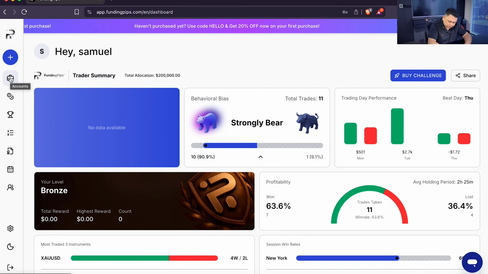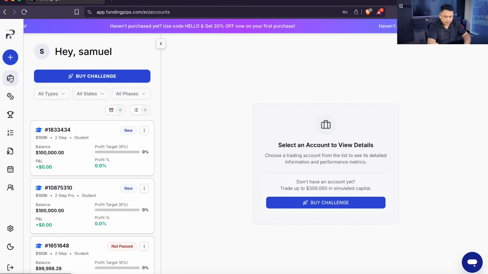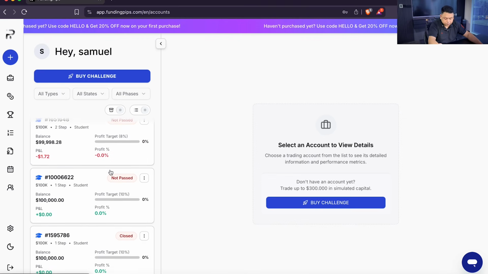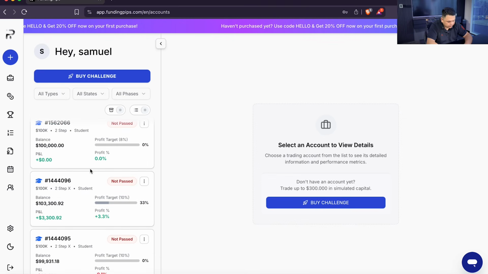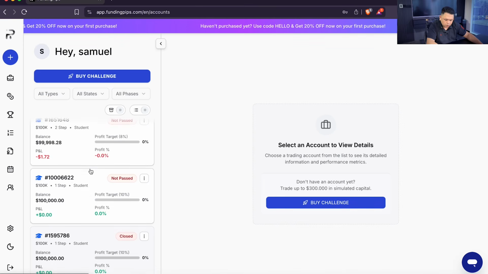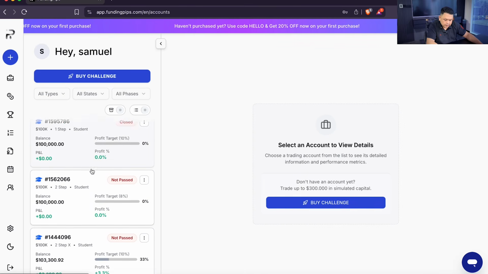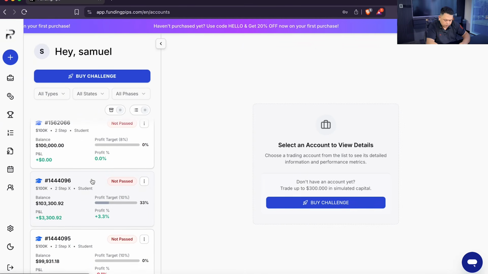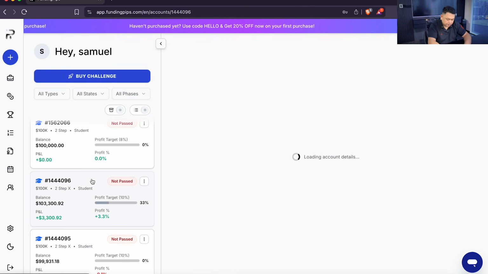First icon here, you can see it says accounts. And aside from the main action button that allows you to purchase a challenge, it gives you a list of all the different accounts that I have on this profile. If I scroll through, I can just pick out which one I want to see. And let me go with one of the accounts with some trades.